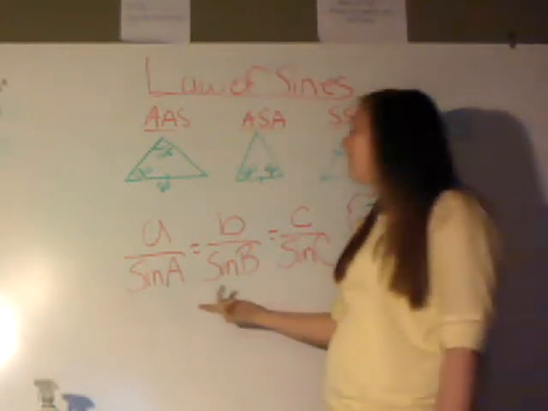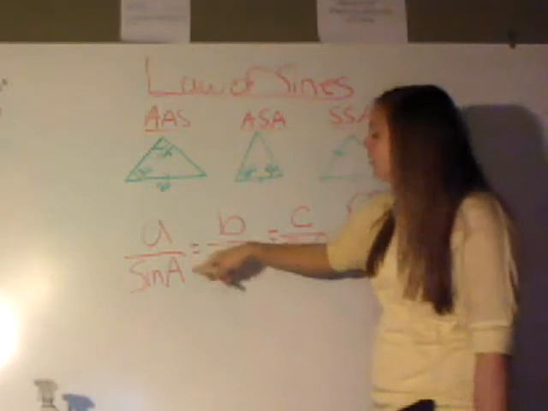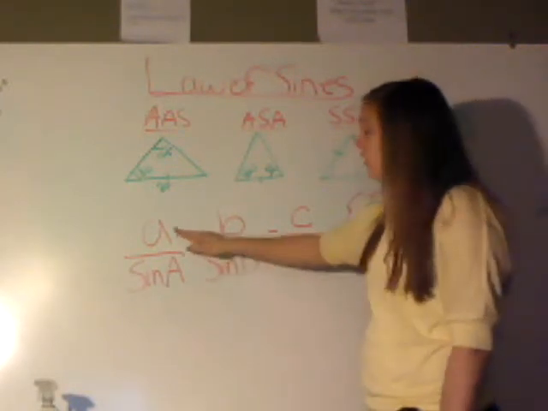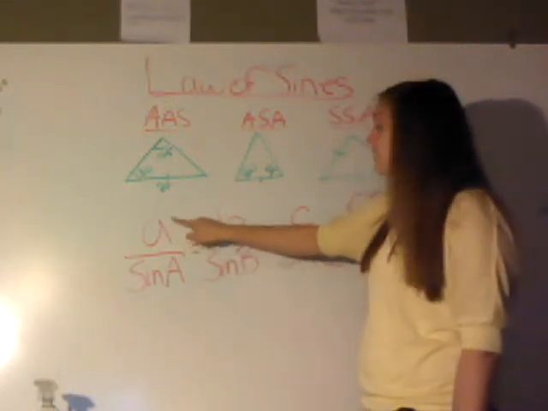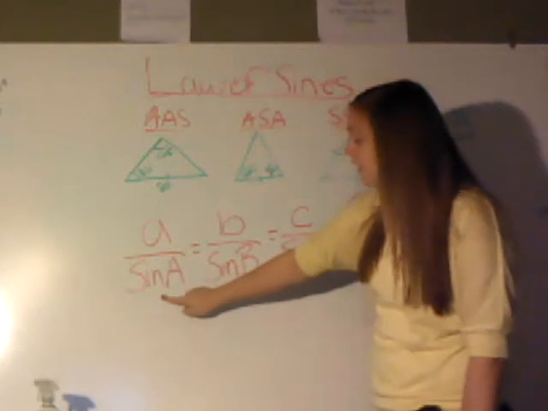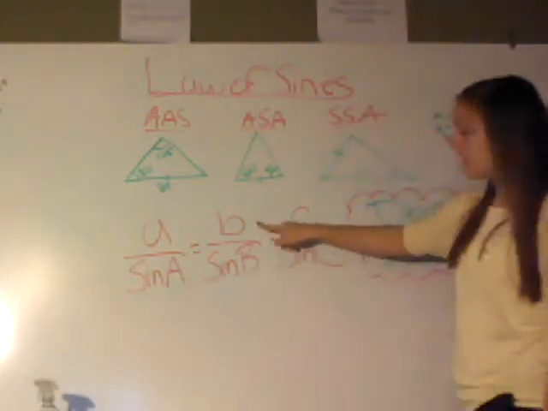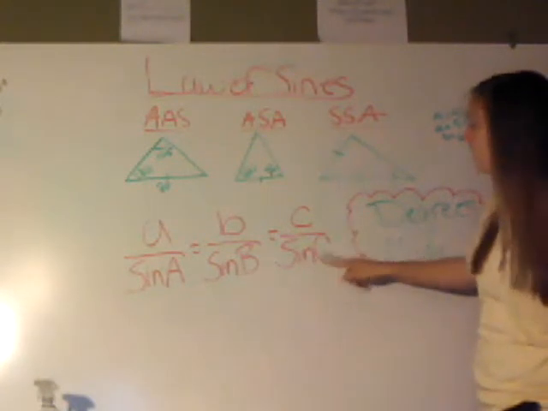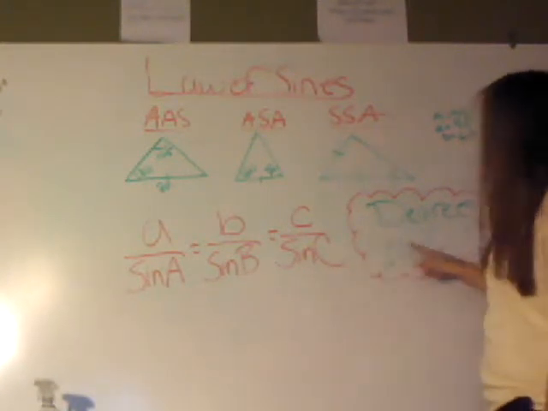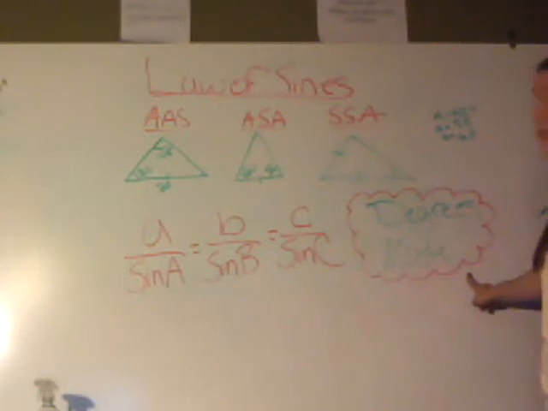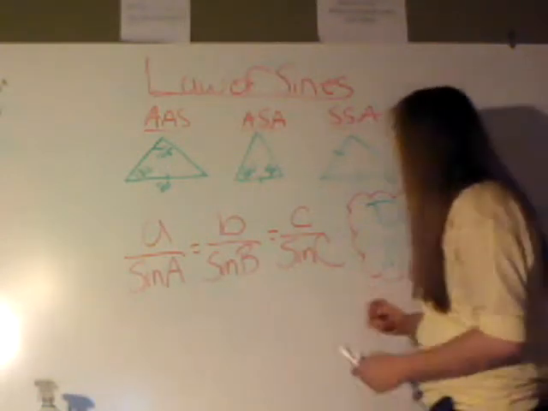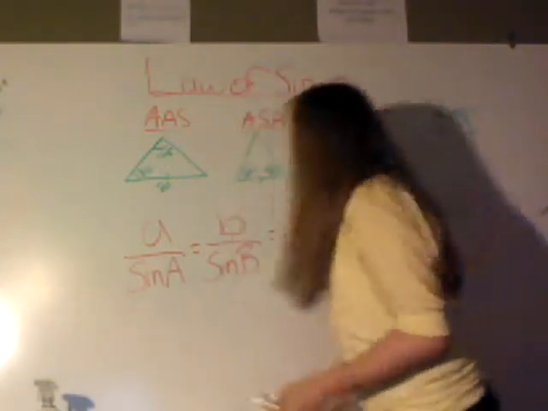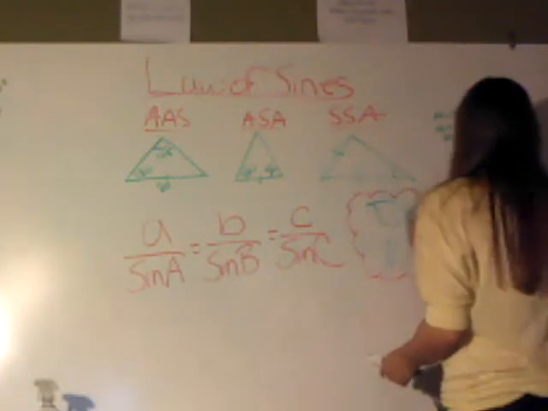This is the formula that you would use to find all the components: side A over sine of angle A, equals side B over sine of angle B, equals side C over sine of angle C. Make sure that your calculator is in degrees. So, to start off, we are going to do an angle, angle, side.